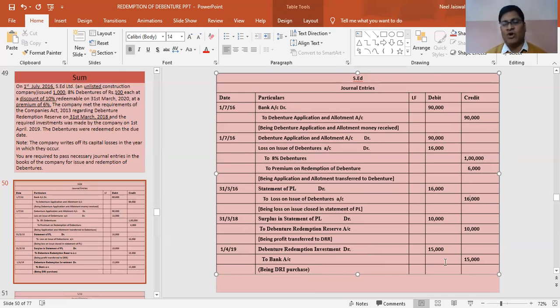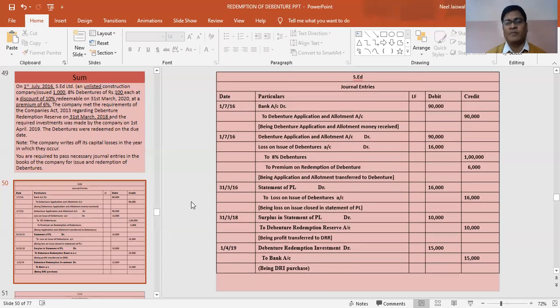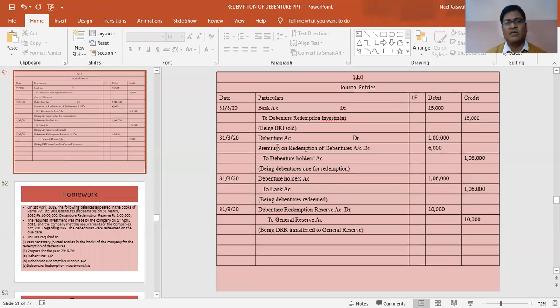The minimum limit is the obligatory limit, the mandatory limit, which is 15%. A company can redeem debentures higher than that limit also. But that is the limit as given in our Companies Act. So we will be writing debenture redemption investment to bank 15,000. Next, we have the date of redemption.